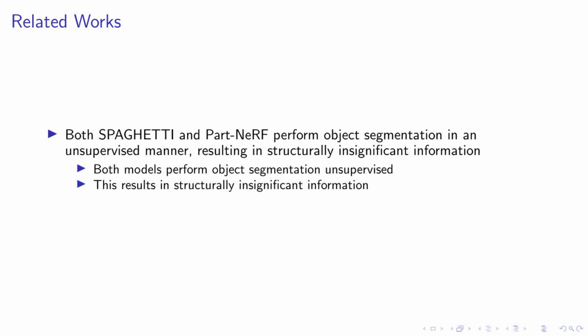In our review of related works, we found that both spaghetti and part nerf models have made significant strides in the field of 3D shape synthesis. However, they both perform object segmentation in an unsupervised manner. While this approach has its merits, it often results in structurally insignificant information. This means that the generated 3D shapes may lack the necessary structural details that are crucial for downstream tasks, such as editing and segmentation learning. In our proposed method, we aim to address this limitation by incorporating part awareness into the generative process.